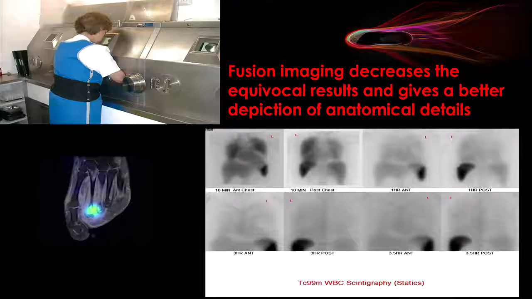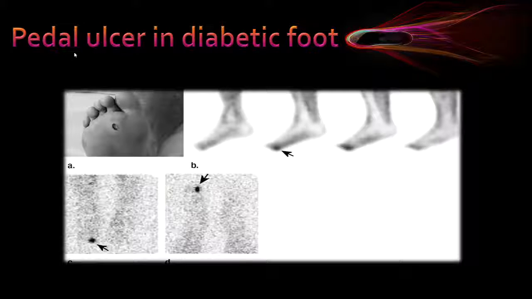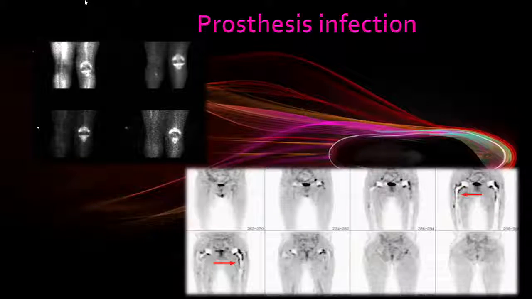Fusion imaging decreases the equivocal results and gives a better depiction of anatomical details. Pedal ulcer in diabetic foot with labeled leukocytes with indium. You see the positivity. In a prosthesis infection in the right knee, you can see the infection. And in a double prosthesis, you can see infection in the stem of the prosthesis in both replacements.